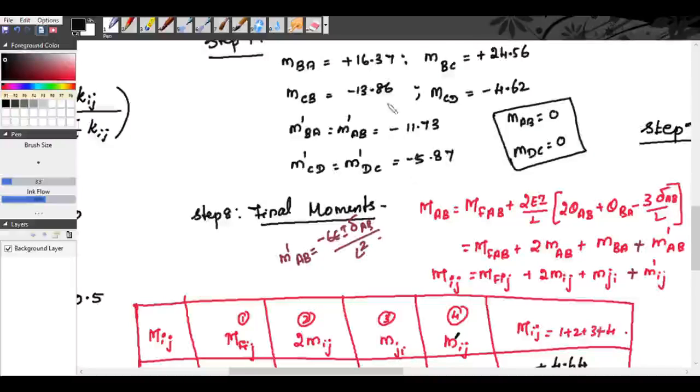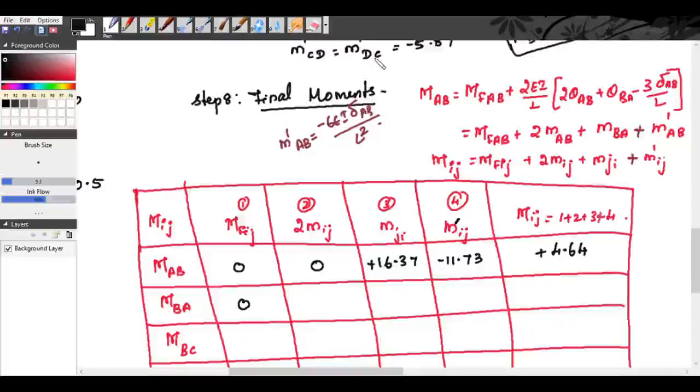Similarly, for MBA, fixed end moment is 0, to MIJ, that is MBA. We know MBA is plus 16.37. Multiplied by 2, we get plus 32.74. Then Mji, that is small MAB, rotational contribution is equal to 0. M dash ij is equal to minus 11.73. So adding all, you get plus 21.01.